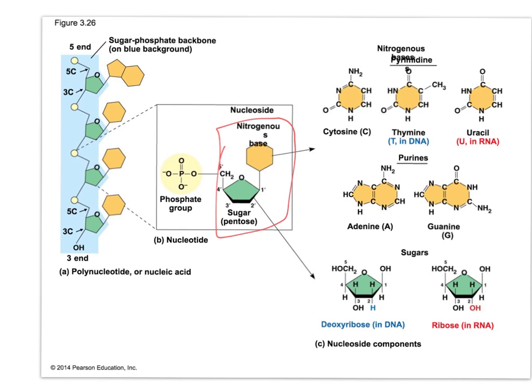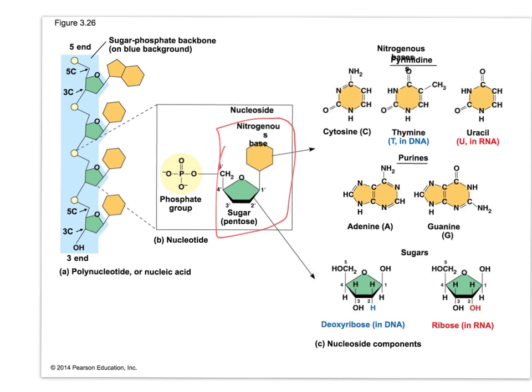The other difference between the two is the sugar. Still a 5-carbon sugar, but in DNA you have deoxyribose, and that has a hydrogen on the 2' carbon, and in ribose in RNA, which has an OH on the 2' carbon of the sugar. Okay? Difference in structure? Yes? Difference in function. Okay?